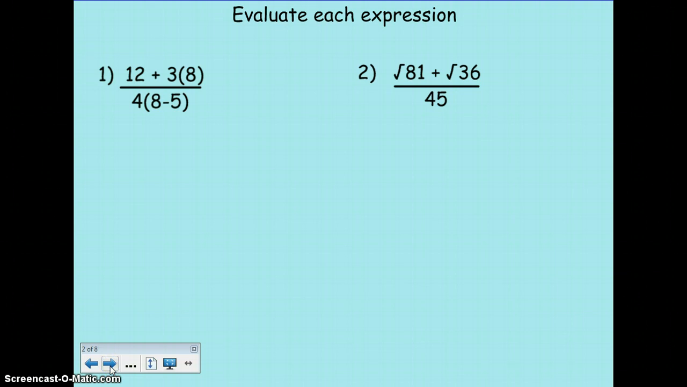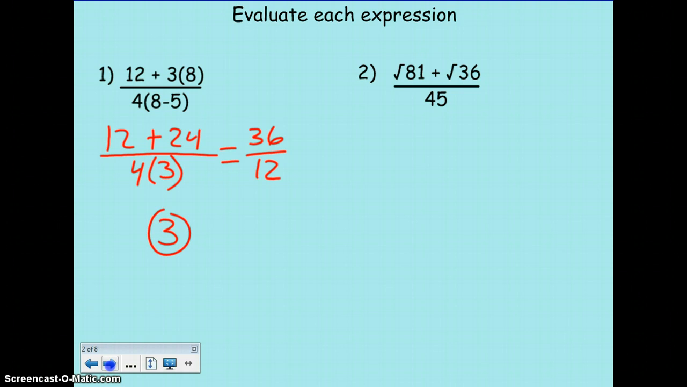So as we look at these first couple examples, they are set up as fractions, and I can work everything in the numerator at the top and the bottom, and then finally look to simplify at the very end if we can. In this case, I get 12 plus 24 in the numerator. On the denominator, 4 times 8 minus 5, which simplifies to 3. At this point, 12 plus 24 is 36. 4 times 3 is 12. If we reduce 36 twelfths, we get an answer of 3.